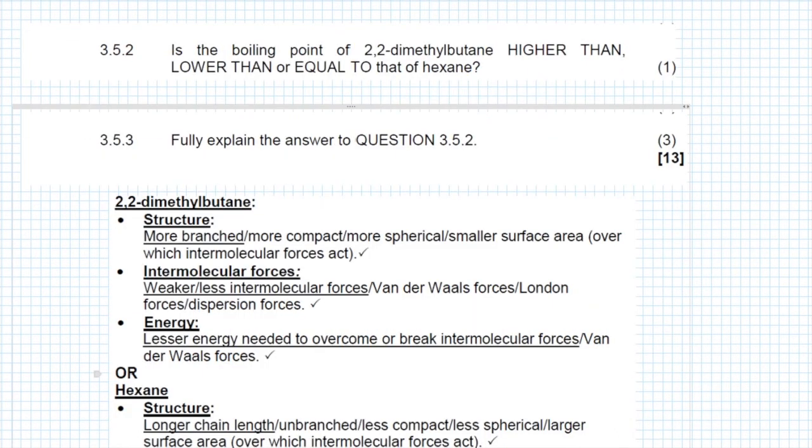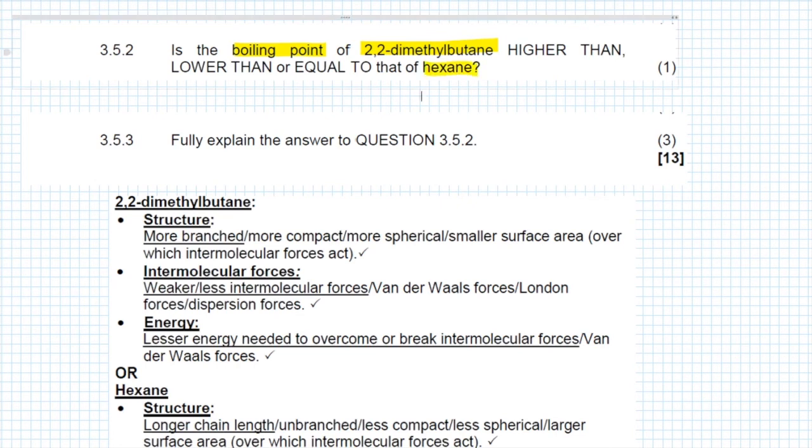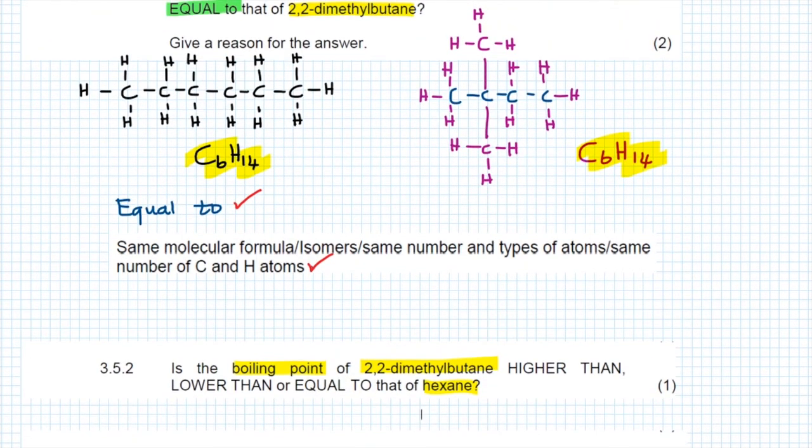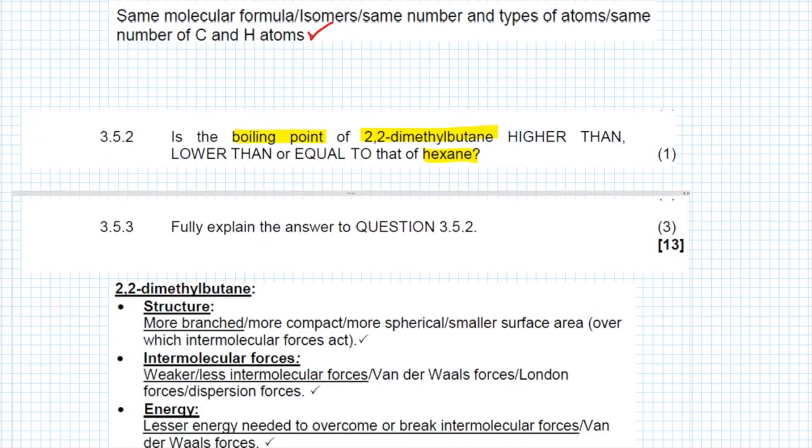Question 3.5.2 says, is the boiling point of 2,2-dimethylbutane higher than, lower than, or equal to that of hexane? When we compare their structural formulae, we can clearly see that hexane is a longer molecule having a larger surface area, where the other molecule has a smaller surface area because it is branched. We therefore can come to the conclusion that 2,2-dimethylbutane has a lower boiling point than hexane.